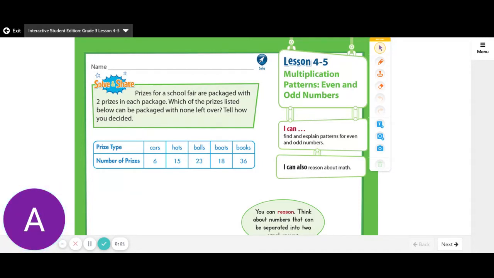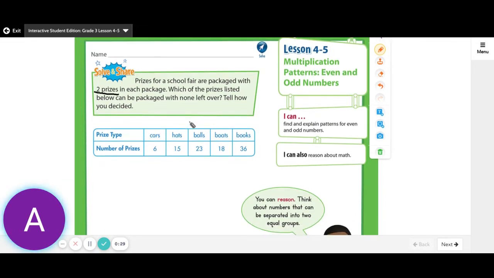So our word problems today. Prizes for a school fair are packaged with 2 prizes in each package. Which of the prizes listed below can be packaged with none left over? So we want to think about even and odd numbers. Even numbers will always be able to split into 2 equal groups. Odd numbers, we won't. There will be leftovers. So remember, even numbers are 2, 4, 6, 8, 10, 12, 14, 16, 18, and so on. So for our chart, we can write Y for yes, N for no underneath each.